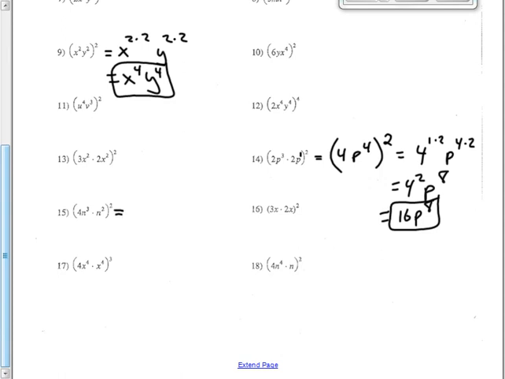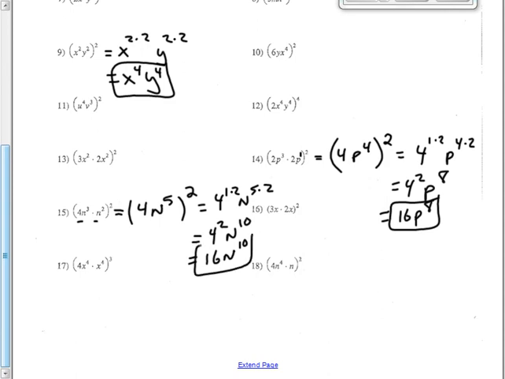Let's take a look at number 15 here. I've got something inside the parentheses again. So inside the parentheses, I have n to the third times n to the second. I've got two bases, an n and an n. The bases are the same, so I'm going to add the exponents. So I get n to the 5th. And then this kind of sort of does the distributive property, 4 to the 1 times 2, and n to the 5 times 2. So I get 4 to the second, n to the 10th. 4 to the second is 16, or 4 squared is 16, and then n to the 10th.